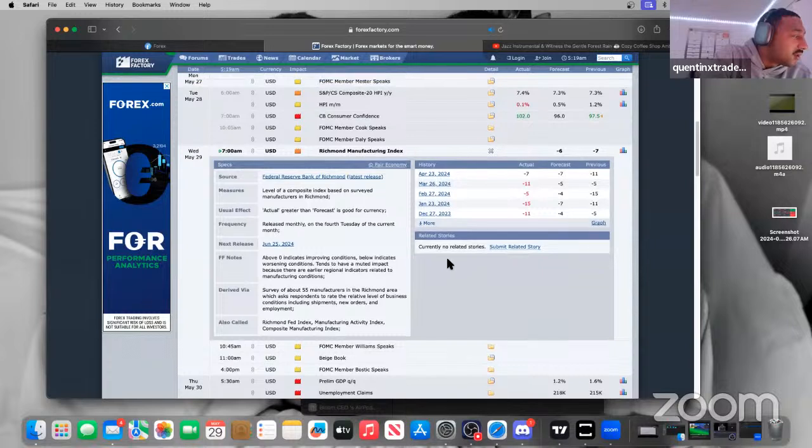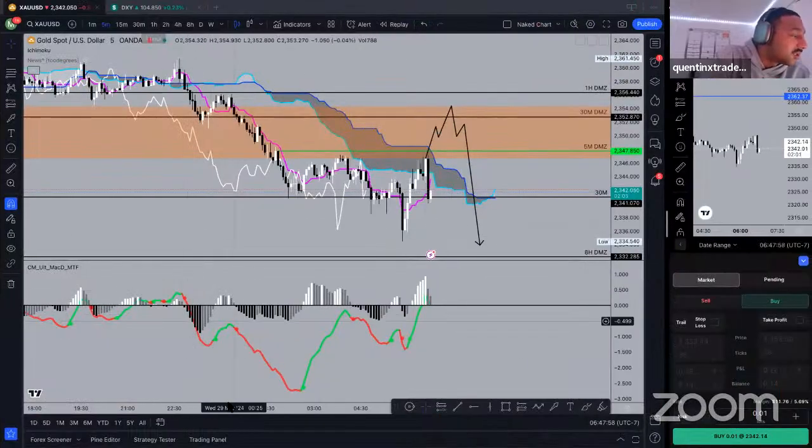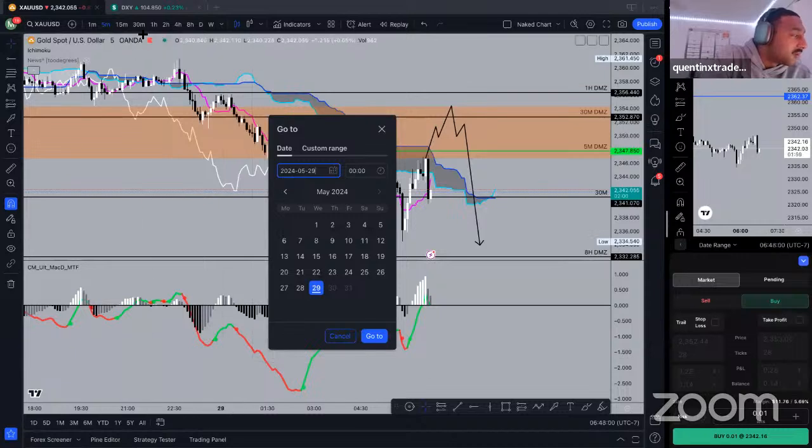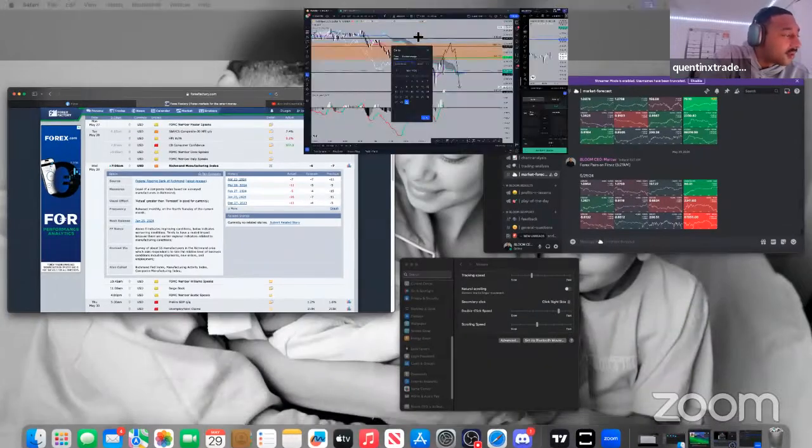Data is derived from a survey of about 55 manufacturers in the Richmond area, which asks respondents to rate the relative level of business conditions, including shipments, new orders, and employment. We'll see what comes of it.